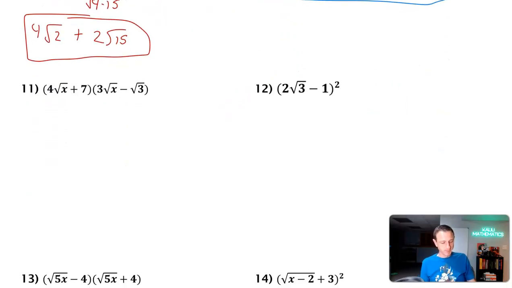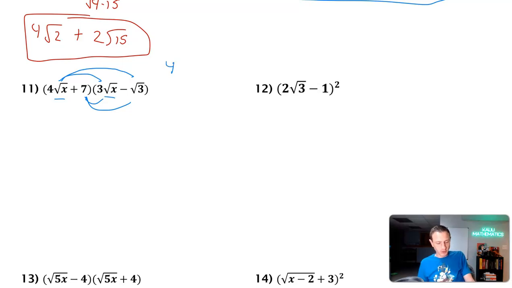Let's move on to 11. 4 root x times 3 root x. So I'm multiplying that. Doing 4 root x times square root of 3, 7 times 3 root x, and 7 times negative root 3. So we're multiplying all this out. Let's be careful here on these multiplications.